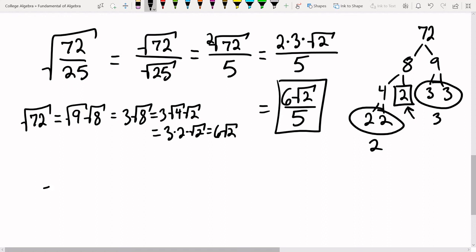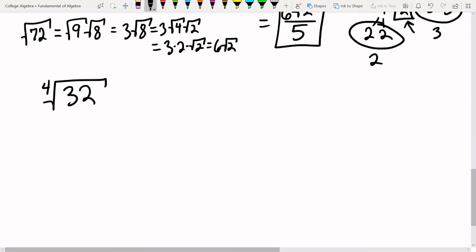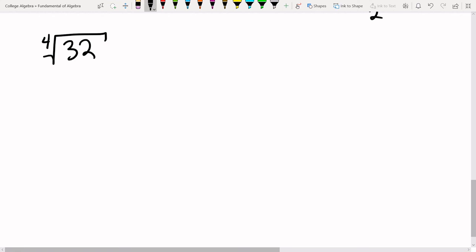All right. What is the simplified form of the fourth root of 32? Now here we're not looking for perfect squares because the power on the radical is 4, not 2. So we actually need to look for perfect fourth powers, if that makes sense. In this case, the prime factorization method helps out immensely because now we're not looking for groups of 2, but groups of 4. Let me show you here.